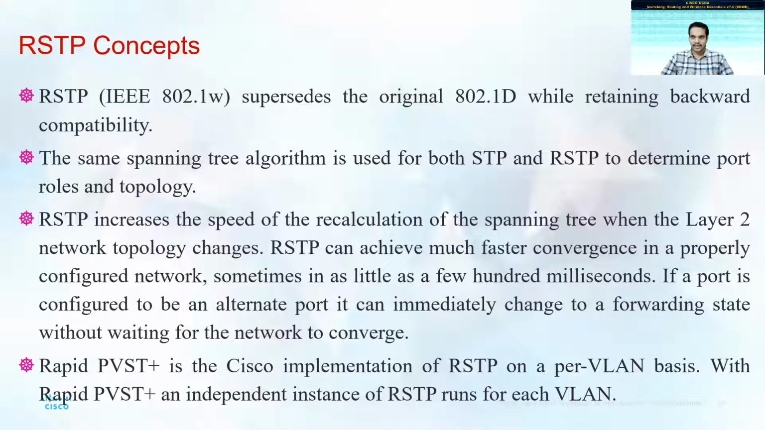As I told you in the earlier slide, Rapid PVST Plus is the Cisco implementation of RSTP on a per VLAN basis. With Rapid PVST Plus, an independent instance of RSTP runs for each VLAN.